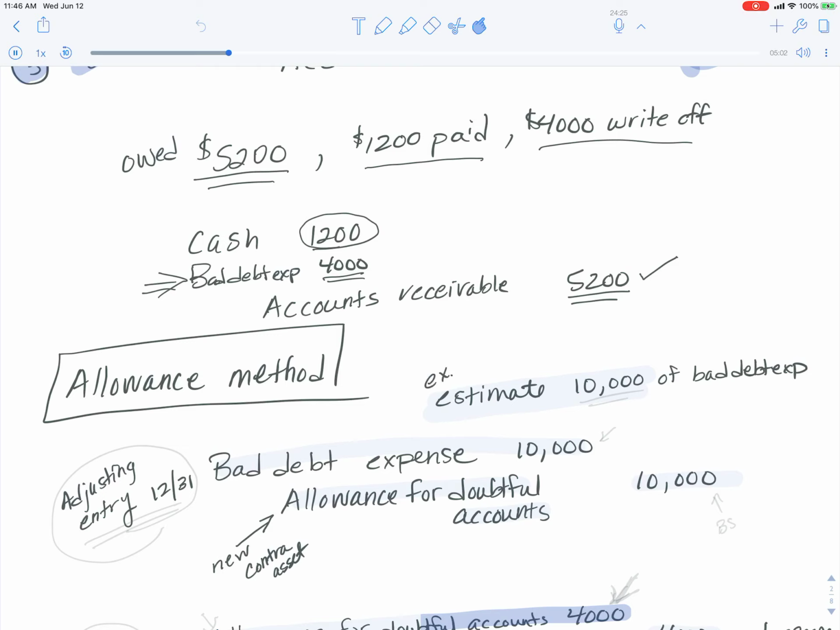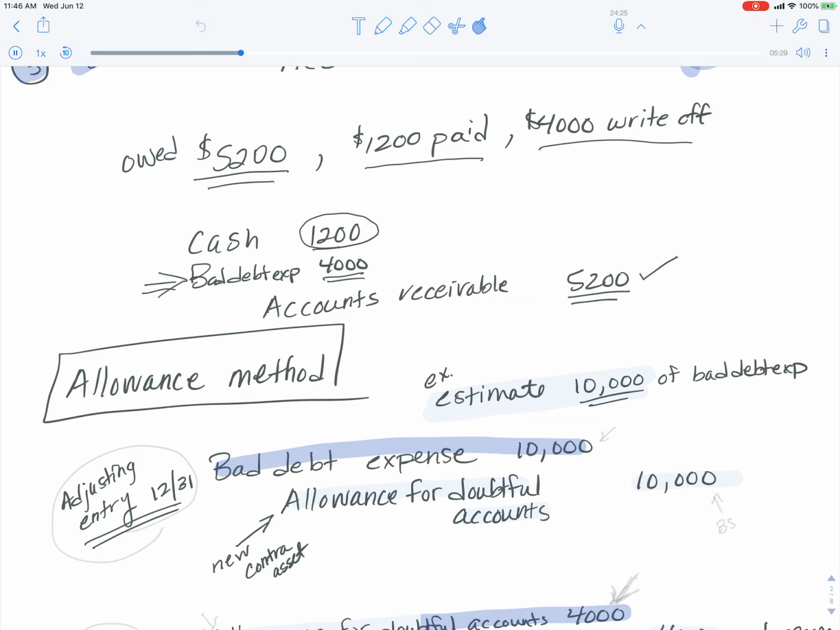So here's an example. Let's just say our estimate for bad debts this year is $10,000 based on, we're going to look at past history and decide historically this is what our estimate is going to be, $10,000 for bad debt. So we're going to make an entry at the end of the year and create a bucket for just in case. We will debit bad debt expense for the 10, even though we haven't identified anything that's bad yet.